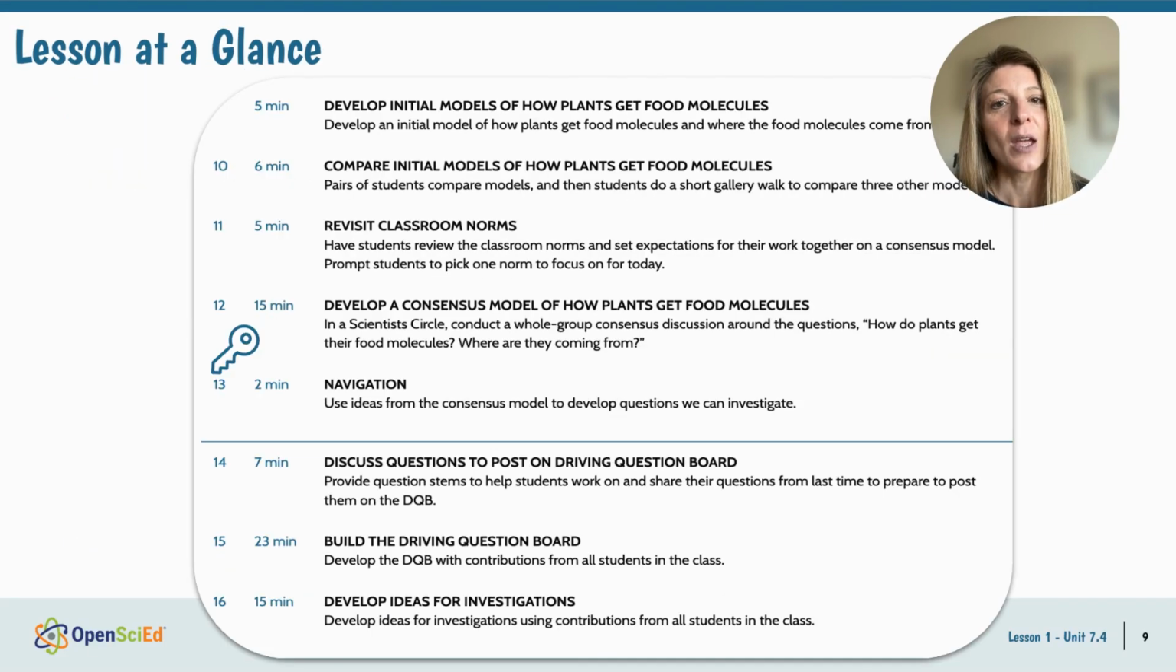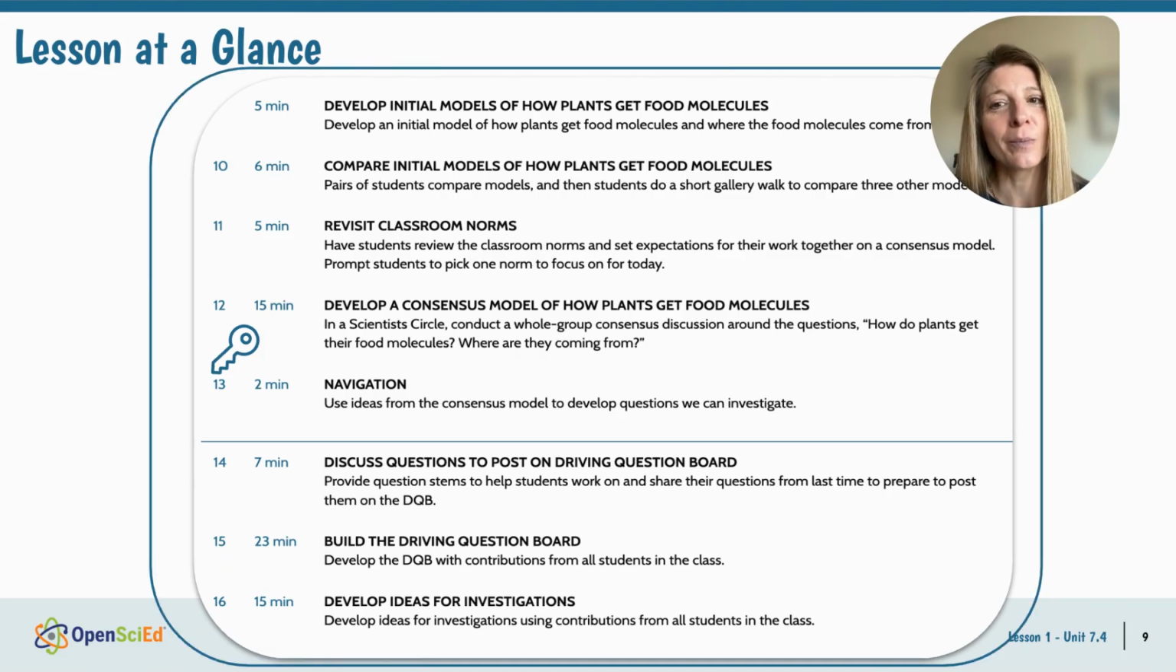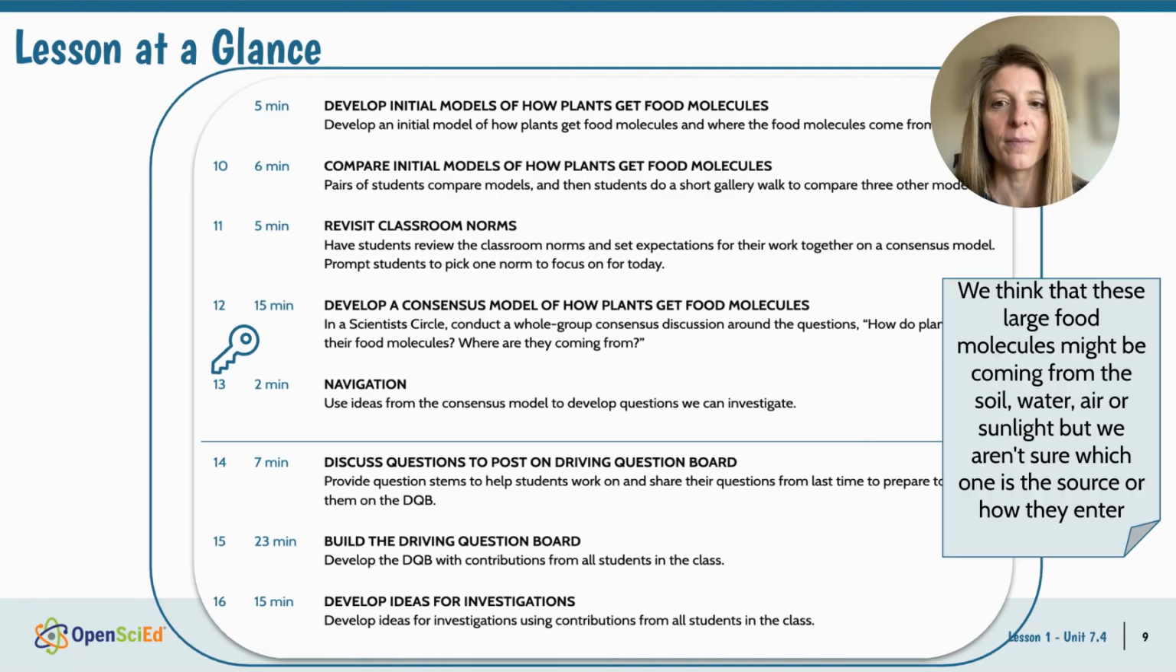So in loop 3, we're asking the students to model how did those food molecules really get in there. In parts 9 through 16, we draw initial models of how those molecules get into the plant and then build our driving questions forward. We figure out that we think that these large food molecules might be coming from the soil, water, air, or sunlight, but we aren't sure which one is the source or how they even enter the plant. So this leads us to brainstorm how we could test things like soil or water to see if those large molecules are actually in there.